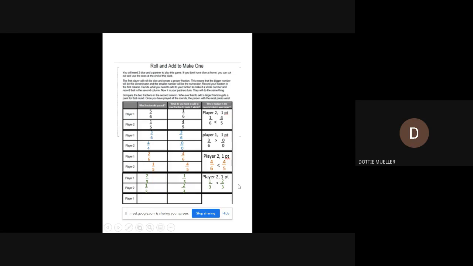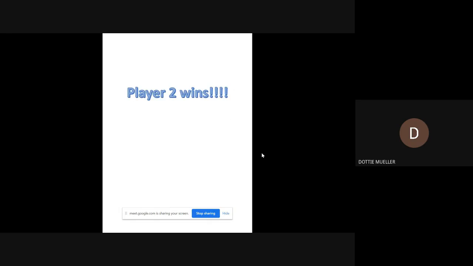We decided to end our game there because after 4 rounds, player 2 has 3 points. So even if player 1 got the last round, they would not win. So player 2 wins.